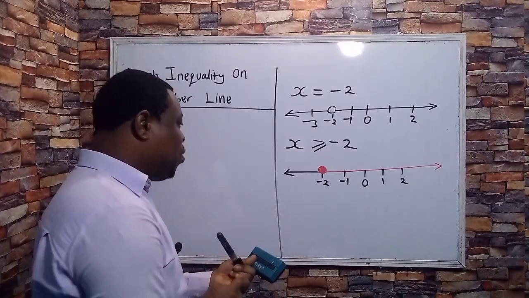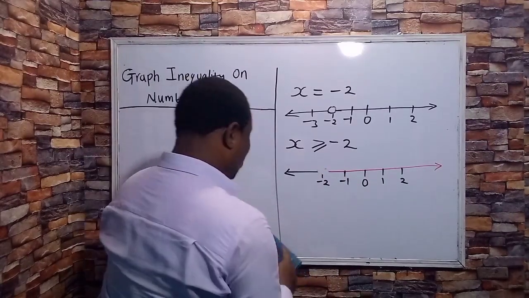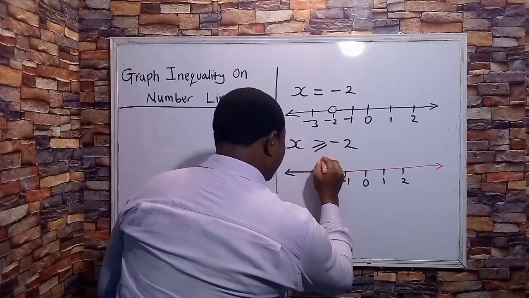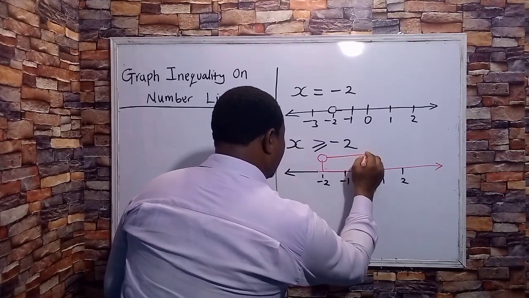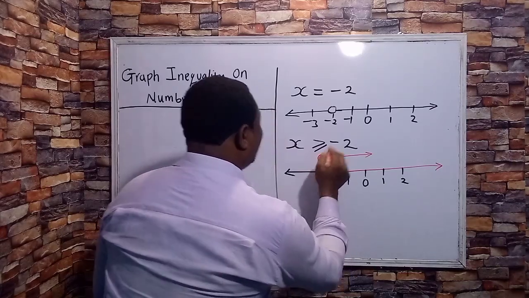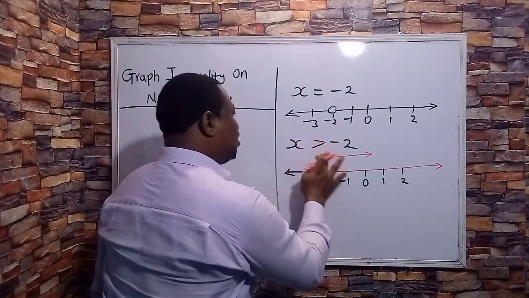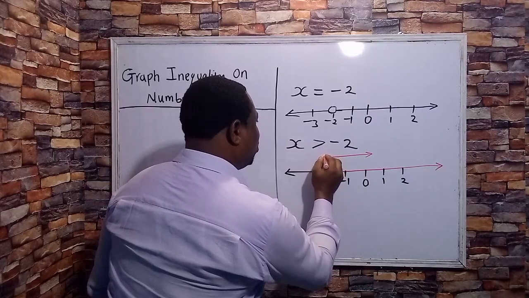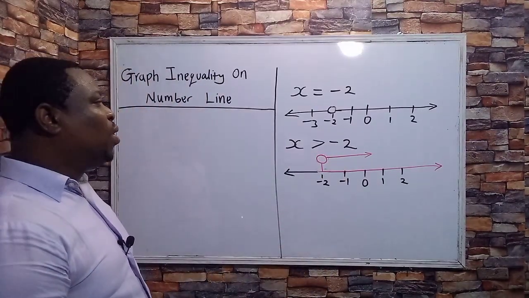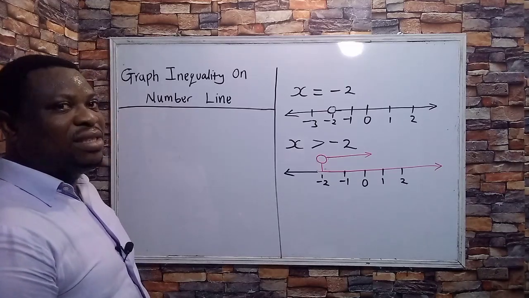And of course, if you don't want to use this pattern, you can also use this one: extend, draw a line. For greater than or equal to, it will look like this. Then if it is just greater than, it will look like this. That is the way to draw inequality graph on a number line.